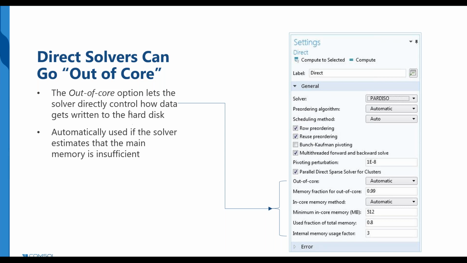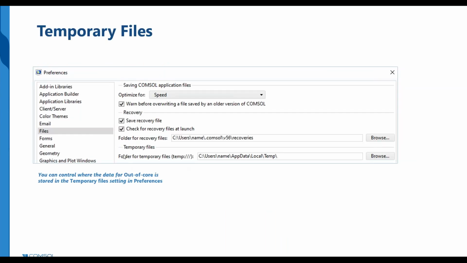So the idea behind out of core is to offload the memory to disk before the operating system kicks in and flushes the process data to the disk with swapping, which is often very detrimental to the performance. So if you are using a direct solver, this is an important aspect. And you can control here under the preferences where the out of core solver is storing its data. See to it that you have enough space, and also preferably that it's on a local and fast disk drive.